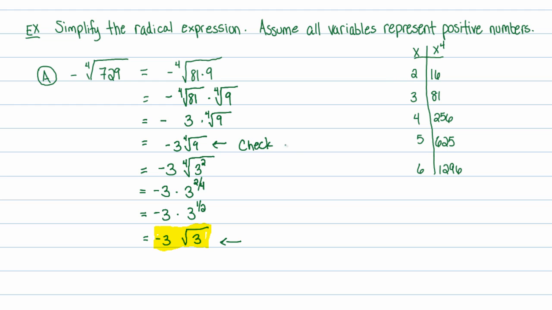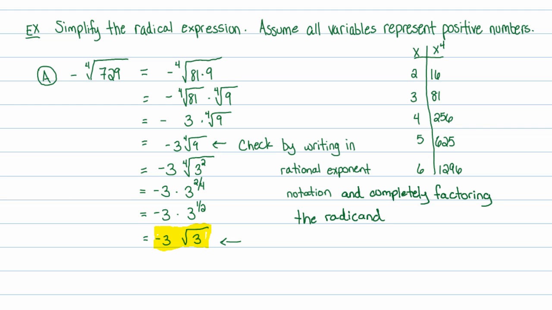The way you could check this is by writing it with rational exponent notation, and then completely factoring the radicand. So if you notice, that's what I did. I completely factored the radicand. That's this bit right here. I completely factored it to 3 times 3, or 3 squared. And then I wrote it in rational exponent notation in the next step. I simplified that rational exponent notation, and then I finally rewrote it in radical notation in simplified form. So that's the basic way.